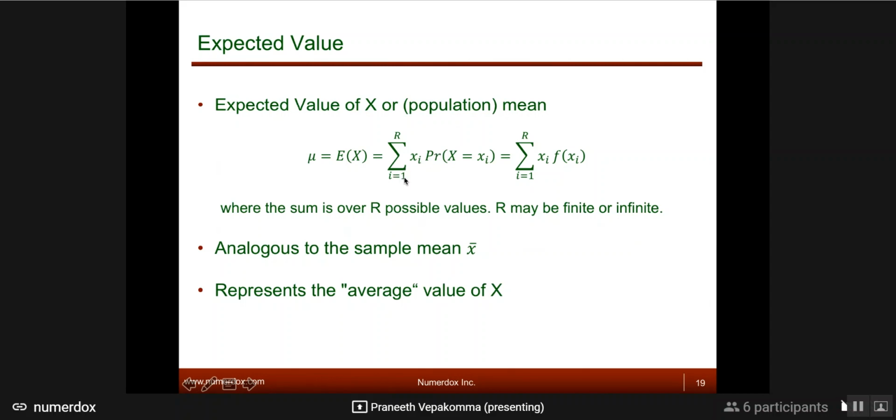In the dice example, what are the R possibilities you can get? R is 6. What are the 6 possible numbers x_i can take? x_i could be 1, 2, and so on till 6. What is the probability of the dice taking x_i equal to 1? Because it's a fair dice, it's 1 by 6. So you put 1 times 1 by 6, plus 2 times the probability of 2 occurring, which is 1 by 6, 3 times 1 by 6, and so on until 6 times 1 by 6, and you sum all those things. You would literally get the true answer.